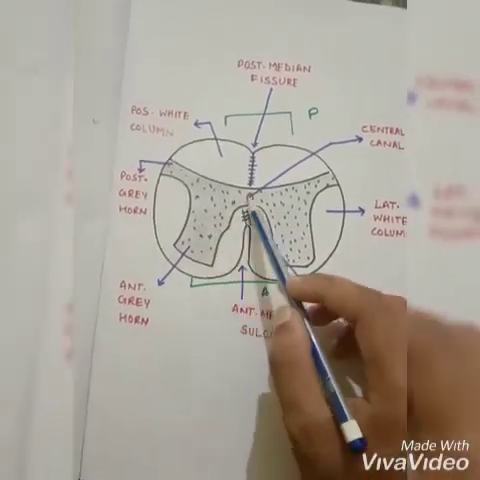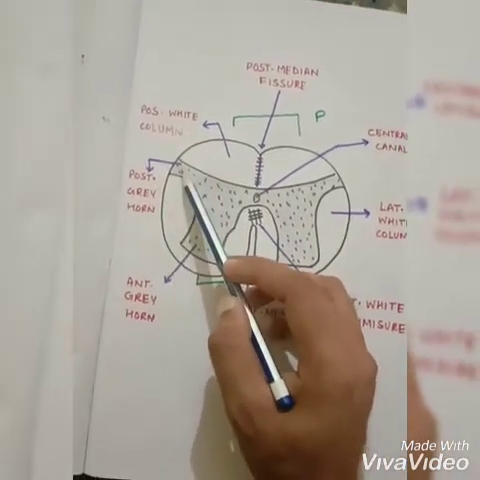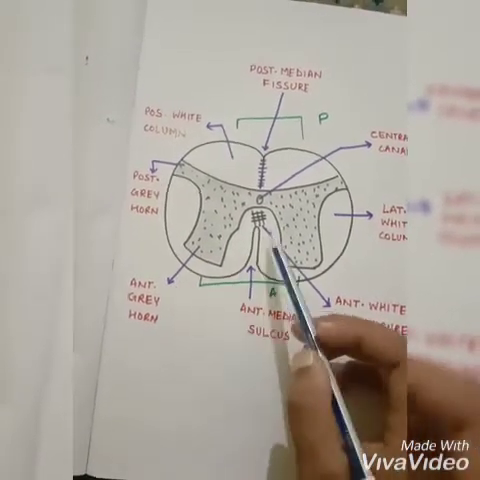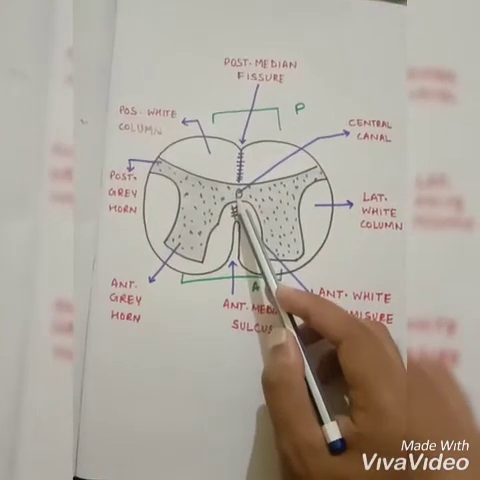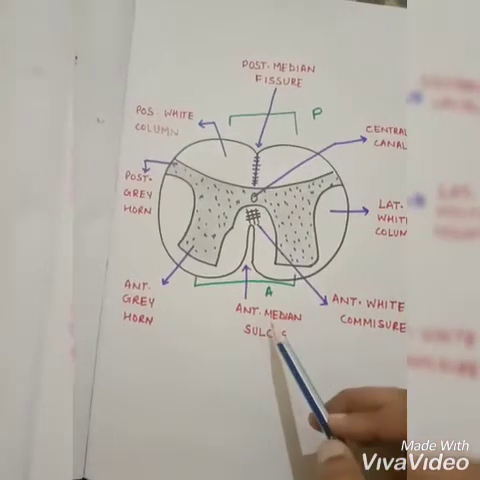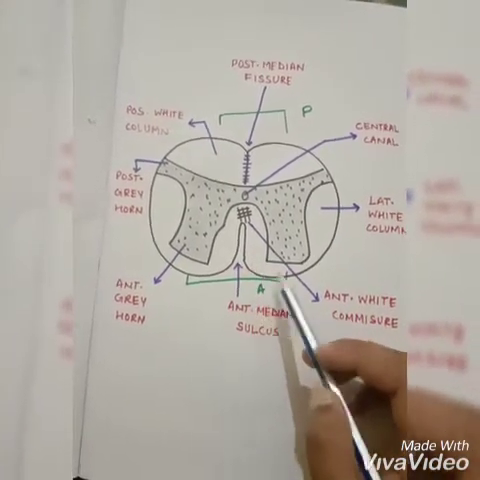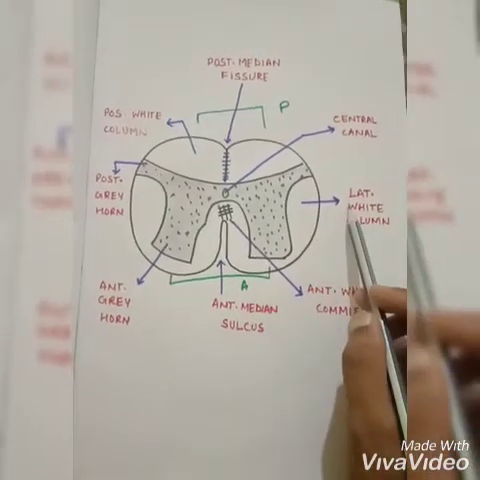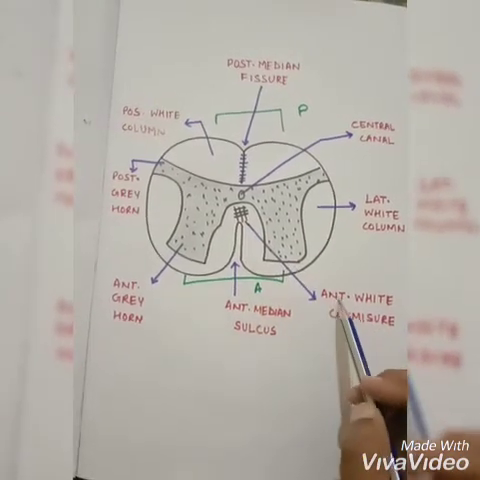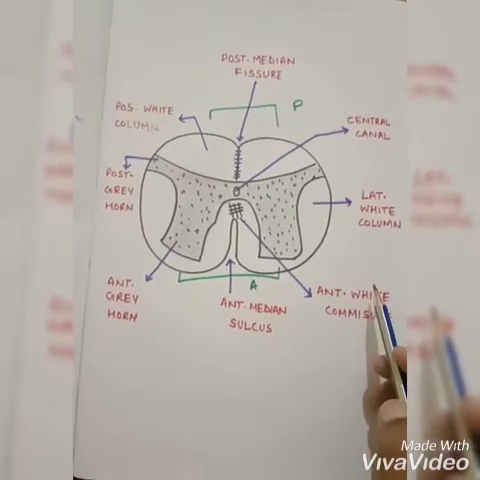And in the central H-shaped gray structure, there is a posterior gray horn which is narrower, and this is the anterior gray horn which is pretty broad. This is the central canal through which CSF flows, and this is the anterior median sulcus. This is a longitudinal depression or cleft. This is the lateral white column, and this is the anterior white commissure. We will learn the function of the anterior white commissure later in following classes.